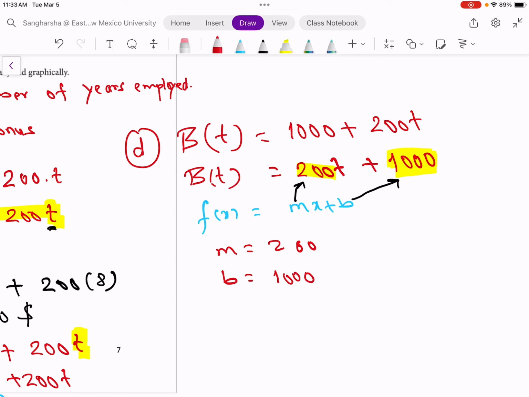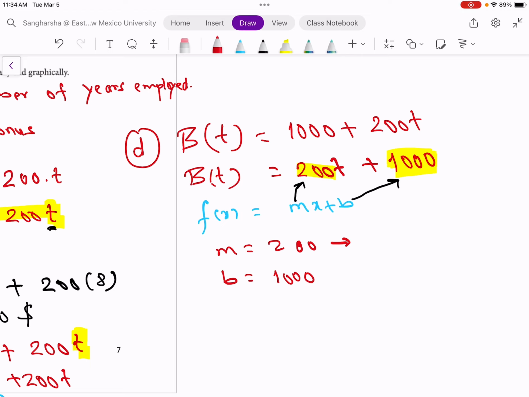Now what does this mean? What does the slope 200 mean for us here? What does that tell us? It's not 200 years. It is the bonus per year, right? So what about $1000 then? What is $1000? That's the bonus, but what kind of bonus?